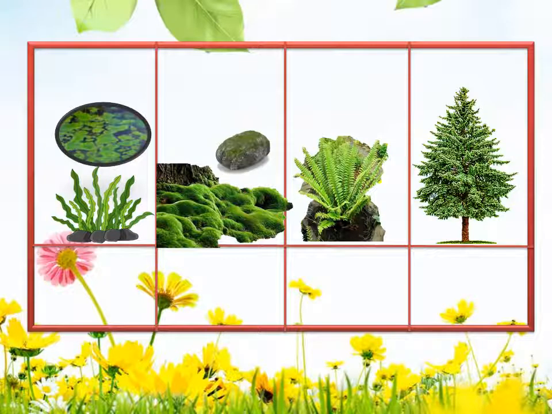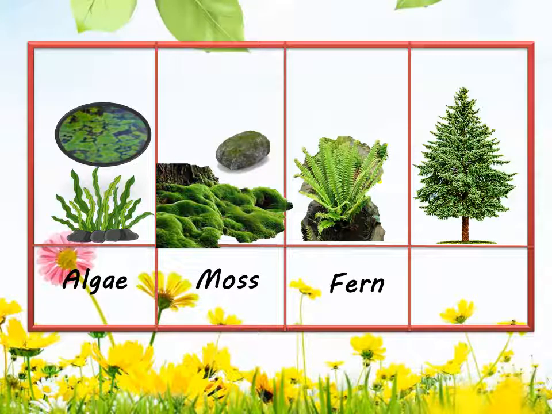And these are the examples of the non-flowering plants. First one is algae. Second one, moss. Third one, ferns. Remember the spores? The spores grow in the ferns. Next, the conifer. This is the tree where the cones came from.